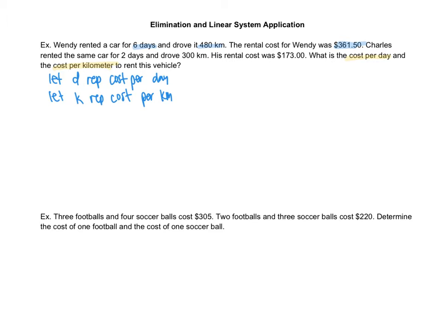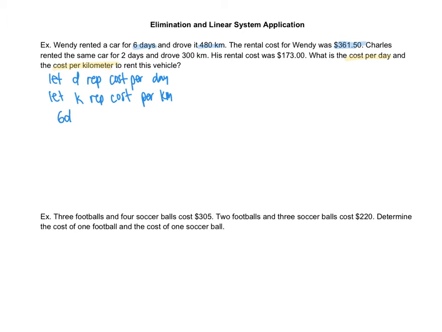So for 6 days, each day costs D dollars. So let's say it costs $10 per day. You would do 6 days times 10 to get $60 in total. Well, let's just remove the cost that I made up randomly and put D there. If one day costs D dollars, 6 days will cost 6 times D, which we can write as 6D.